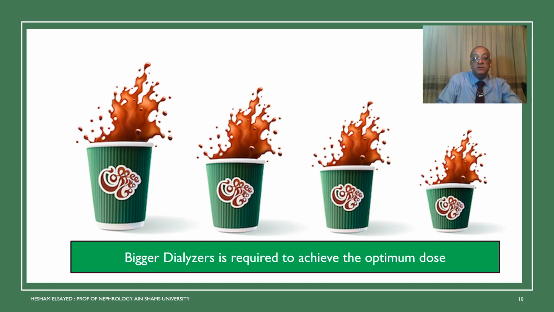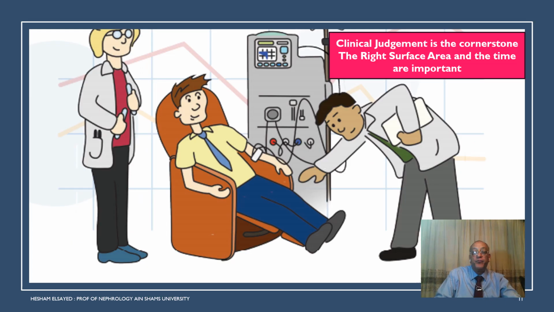The surface area defines the dose of dialysis, so a bigger surface area is required to achieve the optimum dose in adults. It's usually above 1.6 square meters in adult patients. If you are using hemodiafiltration, larger filters will be required to achieve the high ultrafiltration and substitution. Always, clinician judgment is the cornerstone. The right surface area, the right time, and the right convection are important factors in choosing the dialyzer.